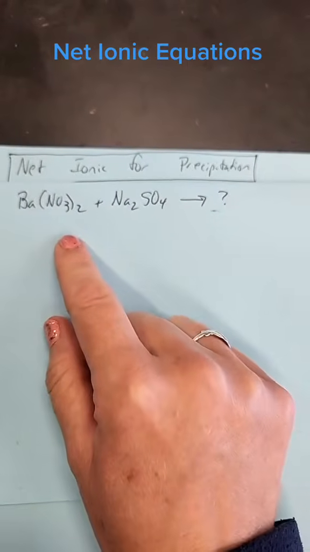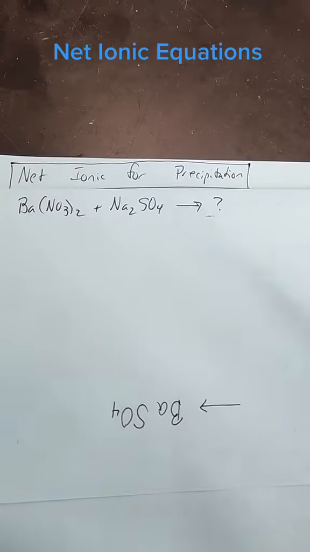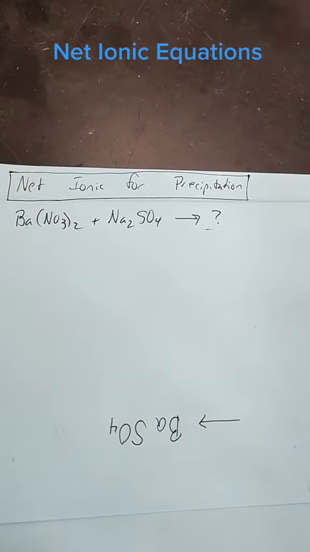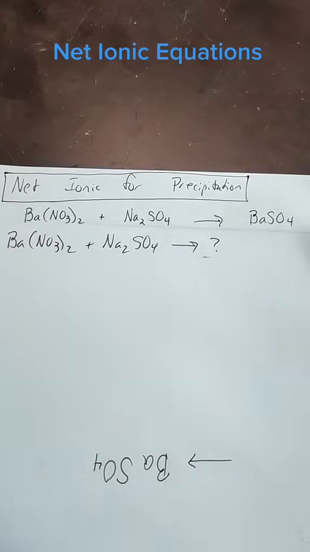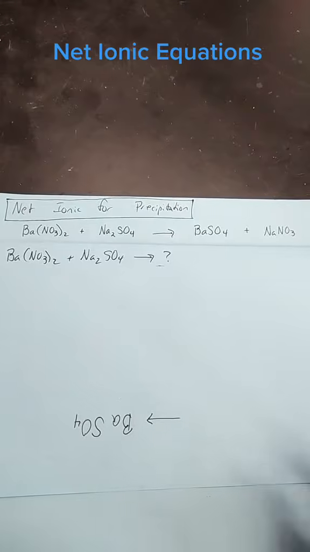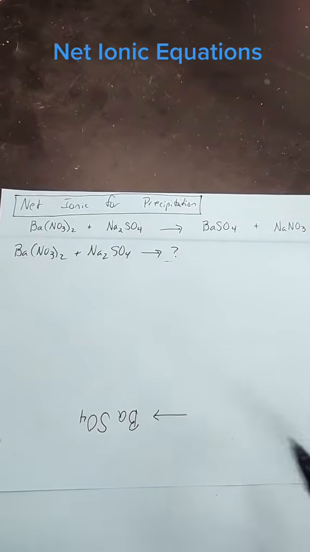If we're going to combine solutions of barium nitrate and sodium sulfate, and we want to see what is going to precipitate out, the first thing you need to do is think about your potential products and your solubility rules. Right? So I'm just going to show you this here. I went ahead and wrote out what we call a molecular equation, which you don't actually have to do for a net ionic, but when you're just learning, I think it's helpful.